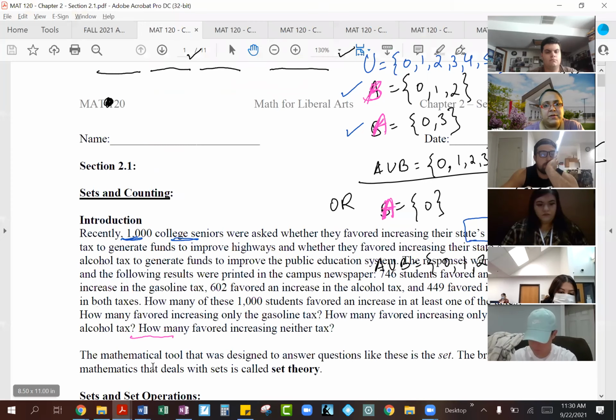Okay, let's go back to our handout for 2.1, because this is where you will actually need to use the formula for calculating cardinal numbers.